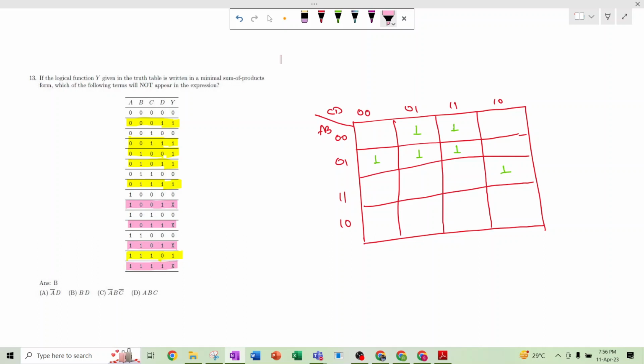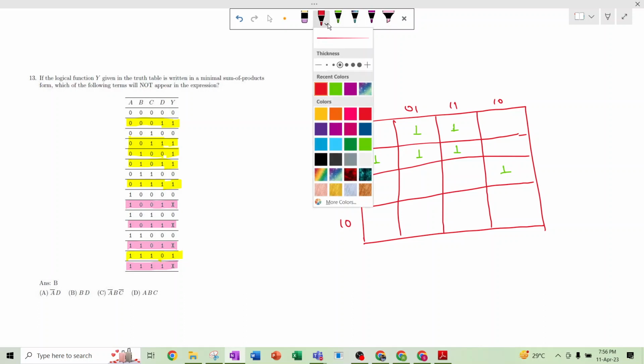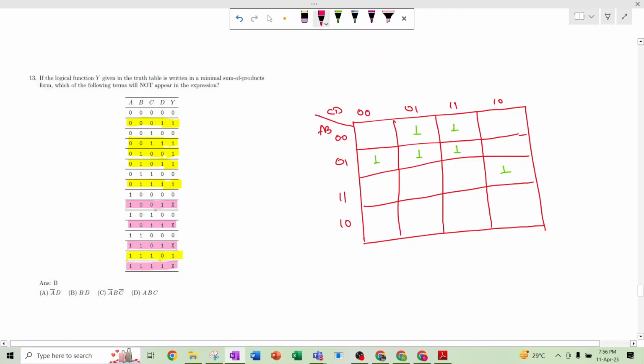Okay, so if we consider this, it will be 1001, this is cross. 1011, this will be cross. 1101, this will be cross, and 1111, so this will be cross. Okay, yeah.